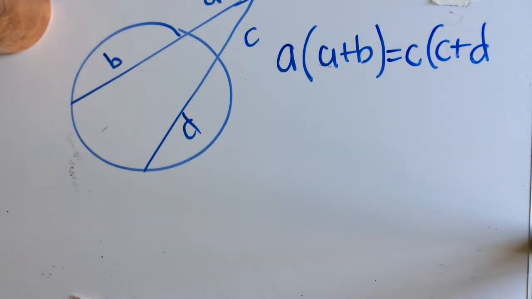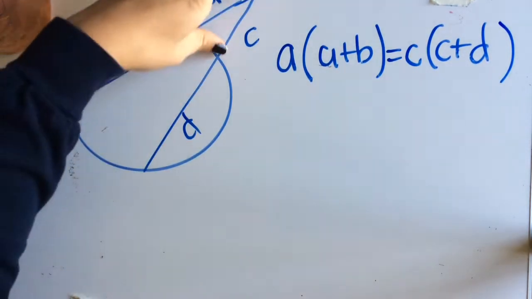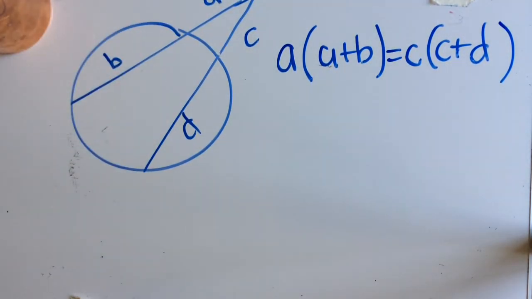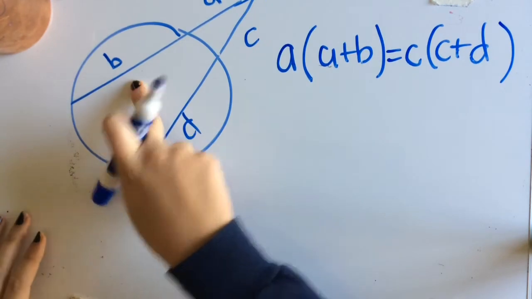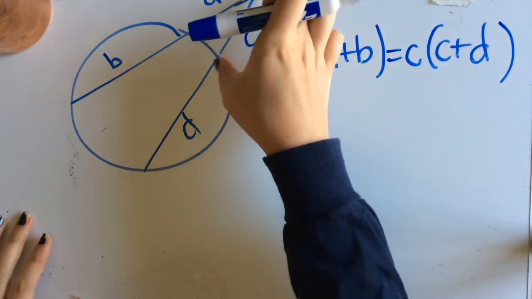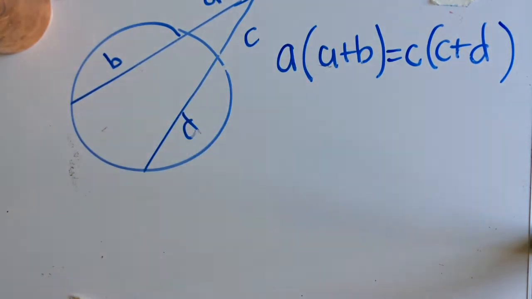All right, next example: right here we have two secants intersecting on the outside of a circle, and we're going to divide each segment into parts, just like the last one, where A and B are part of one segment and C and D are part of another. So the equation is we multiply A, the part outside of the circle, times A plus B, and then multiply C, the part outside, times C plus D.